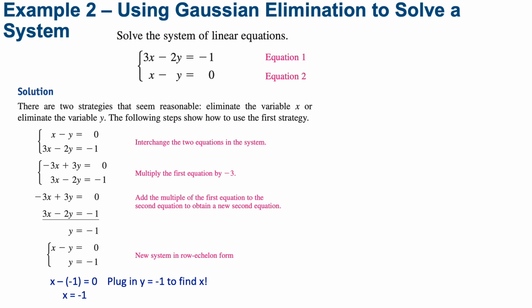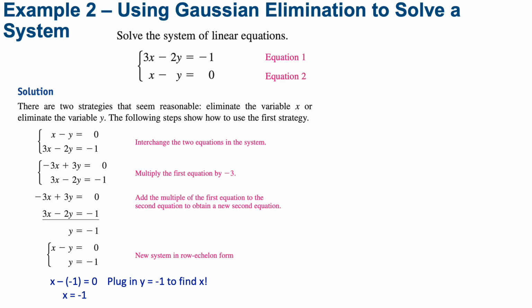So the top equation is now negative 3x plus 3y equal to 0, and the bottom equation is still 3x minus 2y is equal to negative 1. Now we add these together, right? We're eliminating. So the x's cancel out, and you get 3 minus 2, which is a y, which is really nice. And then 0 minus 1 is negative 1.